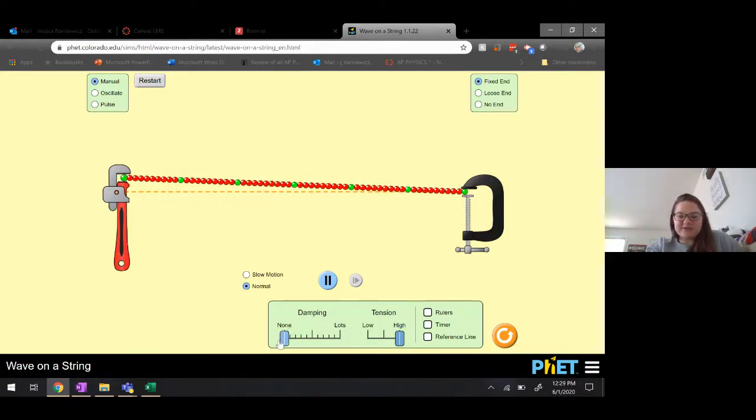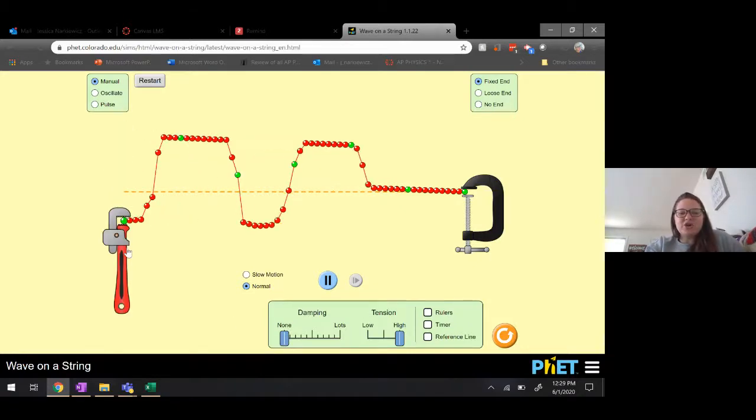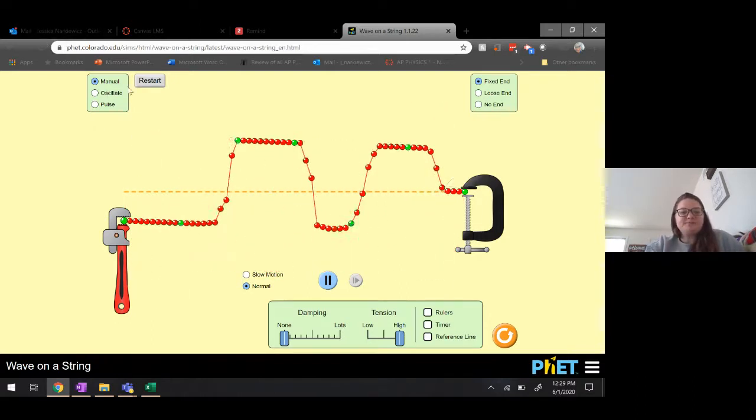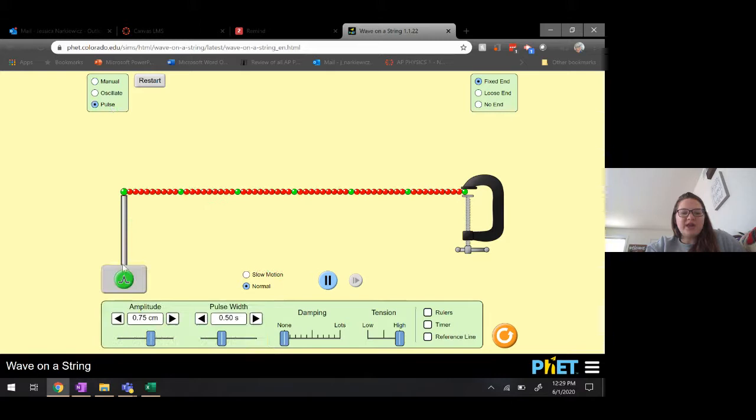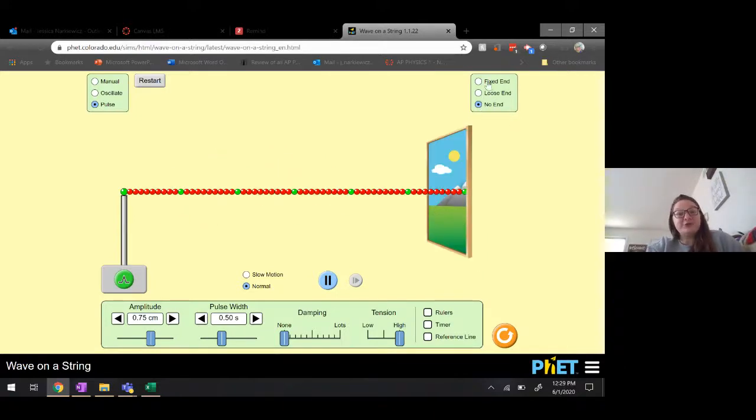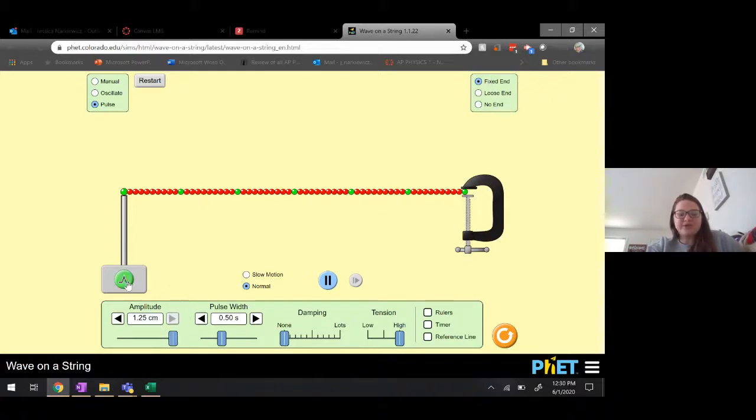So if I put this as none, then I should see no change in amplitude, right? And I see that my wave is reflecting. Okay? So I could also create pulses and just send pulses down. Okay? And I can change this to a loose end and see that there is no inversion, but this is a fixed end over here, so there is inversion, or I could do no end and it just goes out the door. And I could change the amplitude, which means it requires more energy to create, right?